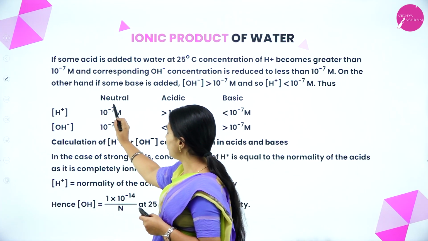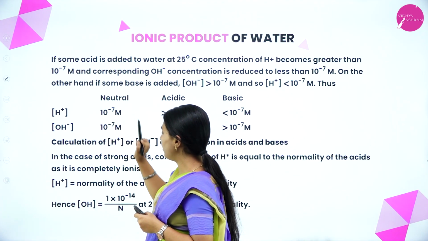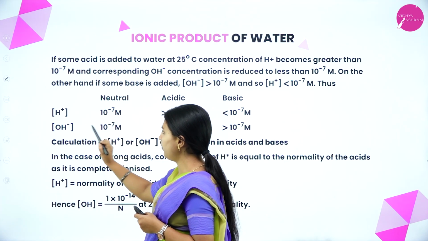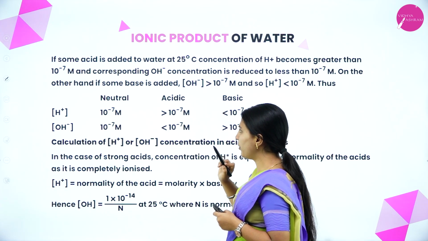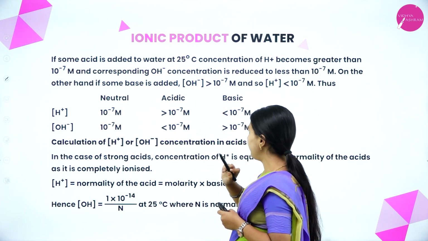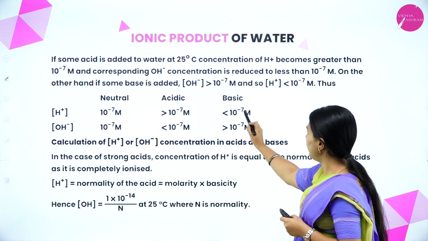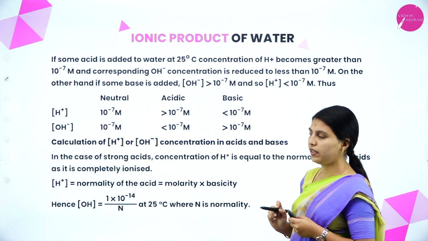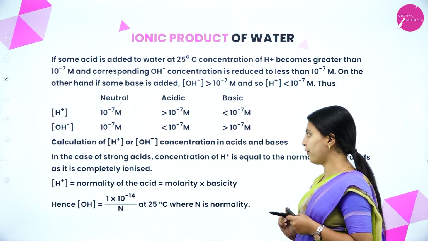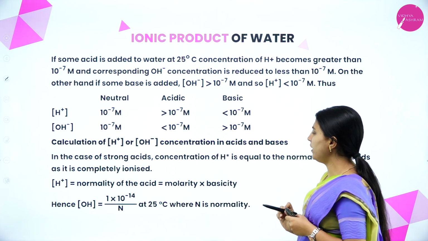See here, neutral is 10 to the power of minus 7 molar and 10 to the power of minus 7 molar. Both concentrations are equal. Acidic means greater than 10 to the power of minus 7, and the basicity will be less. Here, basic will be 10 to the power of minus 7 and here will be less. Concentration of H plus or concentration of OH minus in acids and bases.